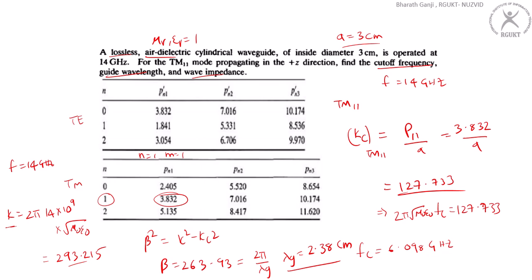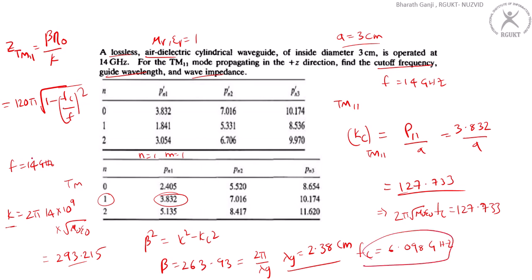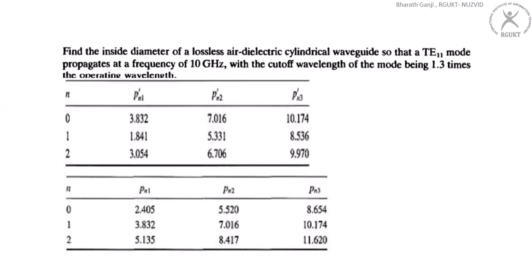So the last thing to find is the wave impedance. Because it's a TM11 mode, the wave impedance is beta eta by k, and it is free space, so you have eta naught. So that makes this 120 pi times square root of 1 minus (fc by f) whole squared. I have the fc value here and I have the frequency value. If I substitute there, you will end up with an answer of 339.35 ohms. And that is how you solve this problem. Right, so let's move on to the next one.